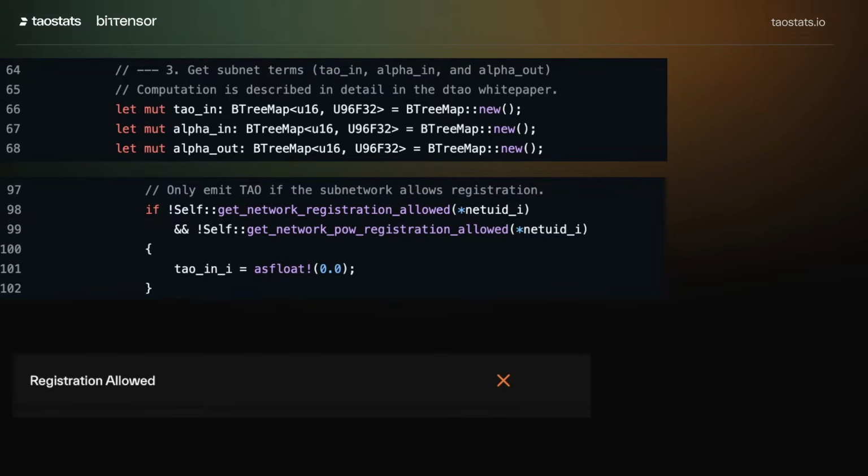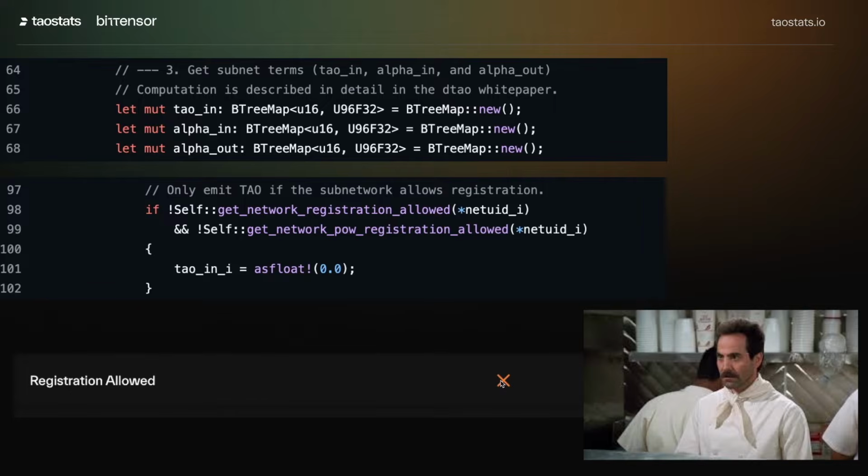Okay, but the next step is we only put tau into the subnet pool if the network allows registration. If registrations are turned off, no tau is emitted to the subnet. So if registration is not allowed, or proof of work registration is not allowed, we set tau in to 0. So if on your subnet you've turned off registration, there's no tau for you.